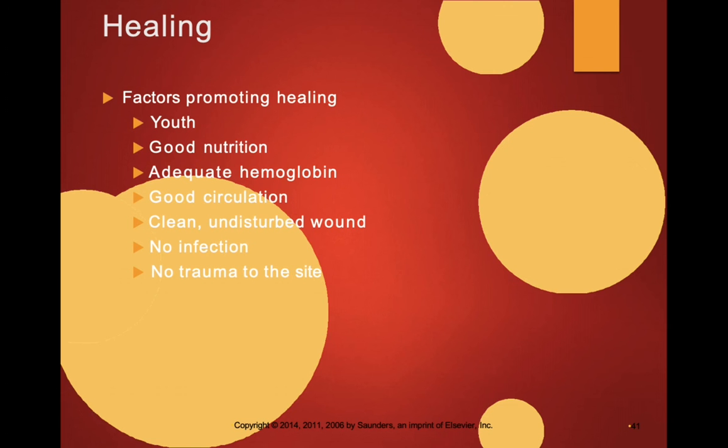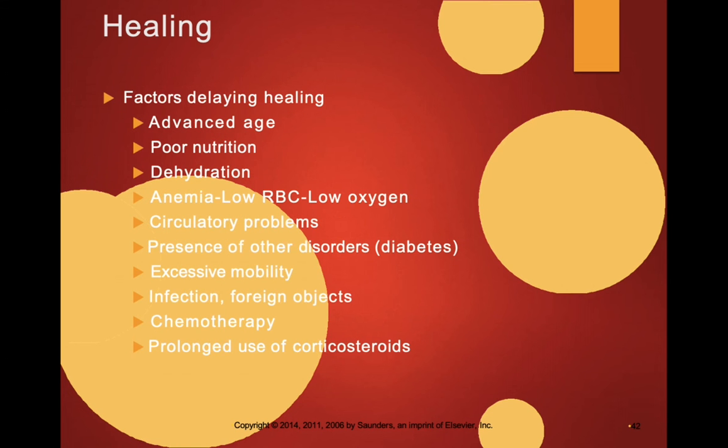Having good blood supply, good adequate hemoglobin, which means good oxygenation. You need good blood supply or circulation. You need to have clean wounds, right? Hygienic. You want to eliminate any possibility of infections and having no repetitious trauma at that site, right? You want to rest the injured area to promote healing.